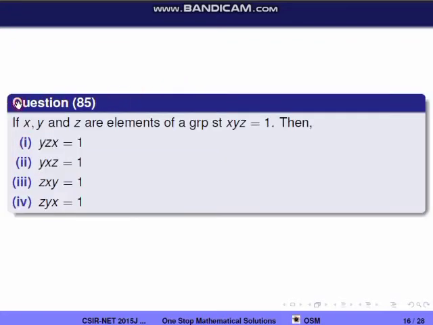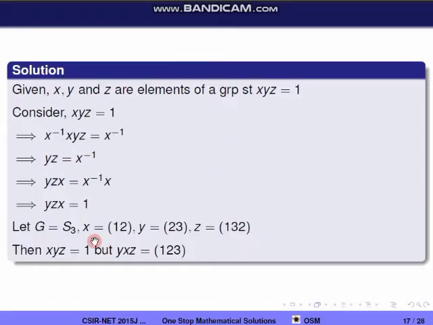Next question, question 85. If x, y and z are elements of a group such that xyz is equal to 1, then, so they are given 3 elements of a group which satisfy this equation. We have to check which of the options are true. So we'll check how to do this question. They are given xyz is equal to 1. I am pre-multiplying by x inverse. It exists because x is an element of a group, so its inverse also exists. So x inverse xyz is equal to x inverse, and we know x inverse x is equal to the identity, and the identity times yz is nothing but yz. So yz is equal to x inverse.